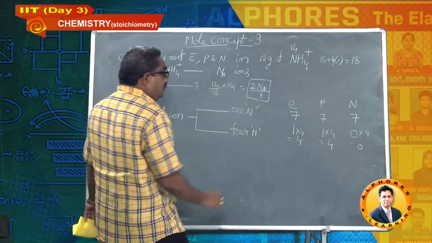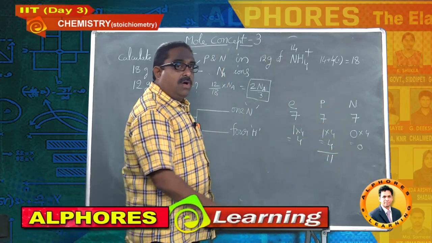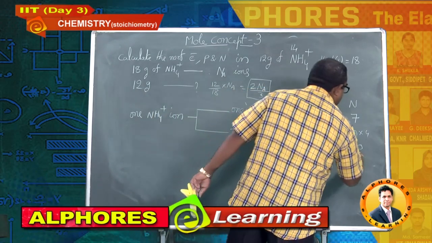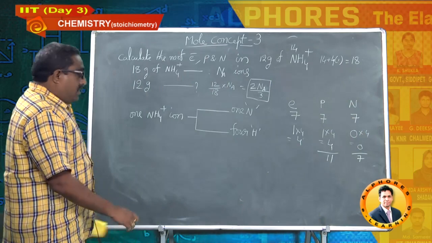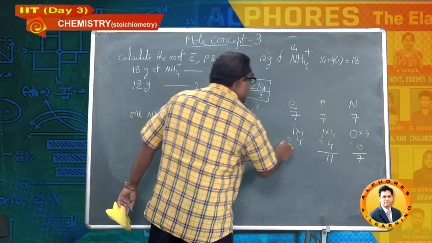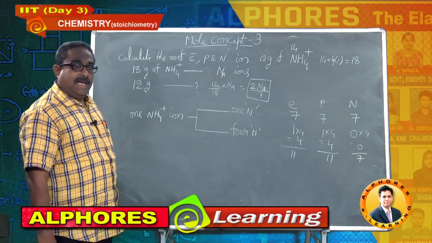Now, the total number of protons here is 7 plus 4, which is 11. The total number of neutrons here is only 7. Okay. Now, if you write electrons also as 11, it becomes wrong in this case.